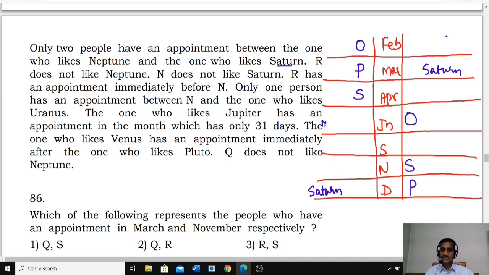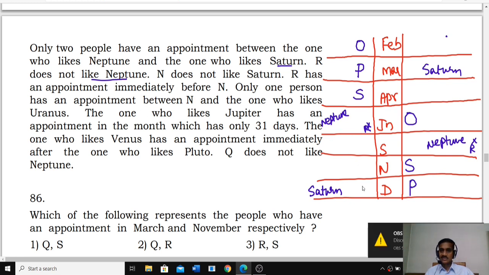Between Saturn and Neptune, two people, so Neptune must be at this place. Only two people between Saturn and Neptune. And R does not like Neptune. R cannot be here, and similarly R cannot be at this place. R cannot be Neptune.